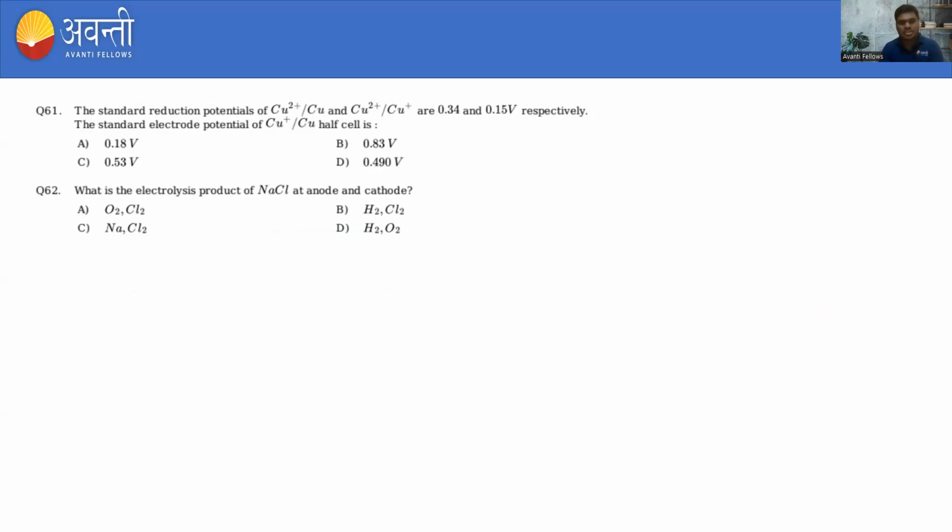The standard reduction potentials of copper plus 2 to copper and copper plus 2 to copper plus are given. You have to calculate the standard electrode potential of copper plus to copper. We already discussed this question in the previous class, right? So let's solve this question as well. According to the question, this is already given: copper plus 2, when it accepts 2 electrons, becomes copper. This EMF is given, called E1. Similarly, when copper plus 2 accepts 1 electron, it converts into copper plus, and its value is already given, called E2.